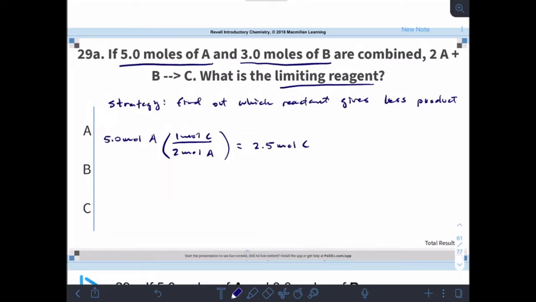Now let's take a look at how many moles of C we get from B. We're given that we start with 3 moles of B, and there's 1 B and 1 C. So from 3 moles of B, I would get 3 moles of product. 2.5 is less product. So A is limiting.